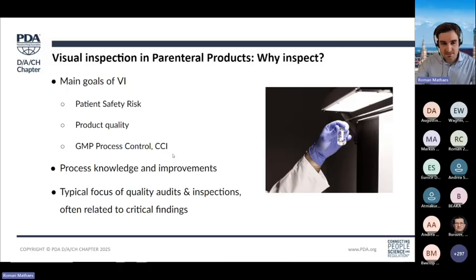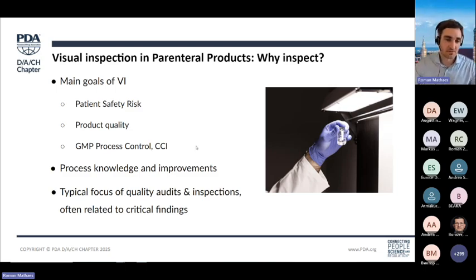Every unit is inspected for known and unknown defects. So I think it's also a great tool to build process know-how. And it's very often a starting point for operational excellence initiatives in the manufacturing process. And what we've also seen in the past years is that visual inspection is almost always a focus topic for quality audits and inspections, and very often related to critical findings.